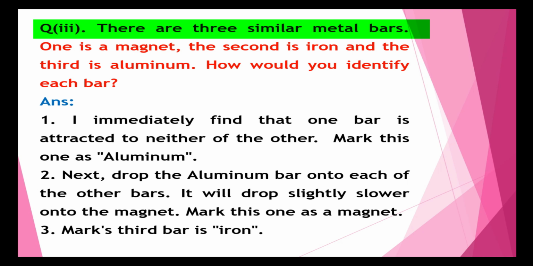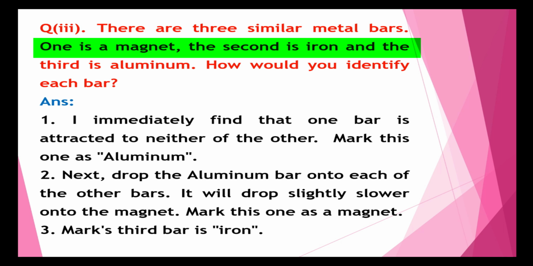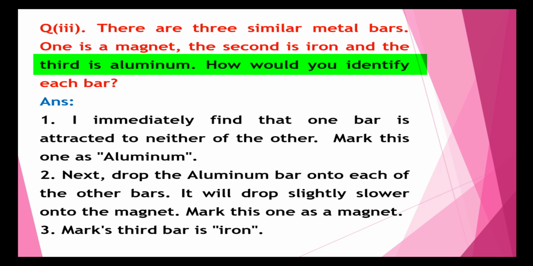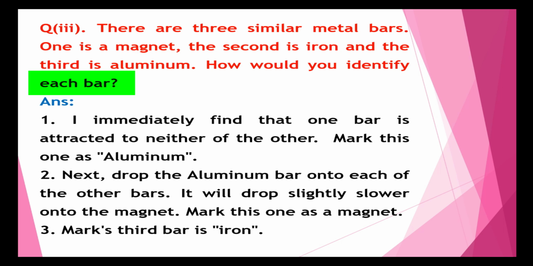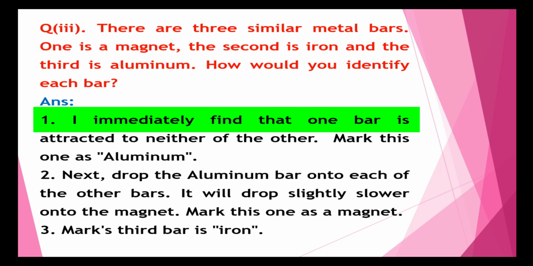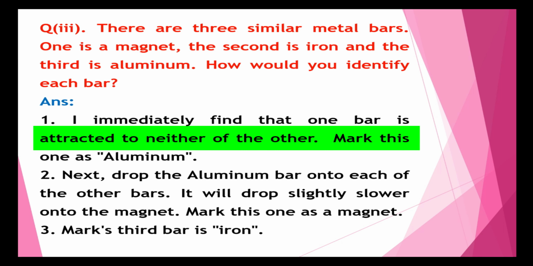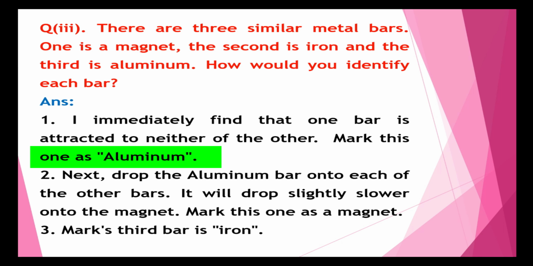Question number 3. There are 3 similar metal bars. One is a magnet, the second is iron and the third is aluminium. How would you identify each bar? Answer. I immediately find that one bar is attracted to neither of the others. Mark this one as aluminium.